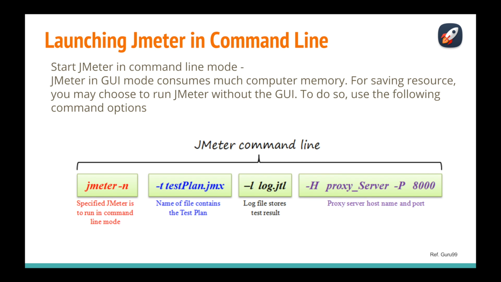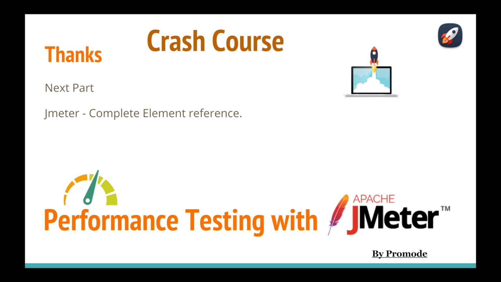Launching JMeter: if you want to launch JMeter, you can use the command line also. Go to the directory where you have it, basically the bin directory. You can type jmeter with your test plan, and if you have a proxy, you can use proxy servers also using these options. I don't have any proxy on my Mac, so I can directly use it by typing JMeter.